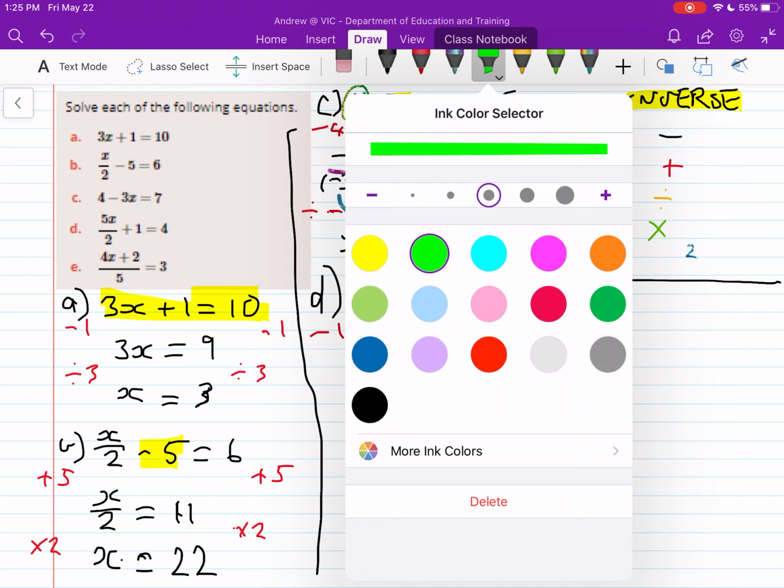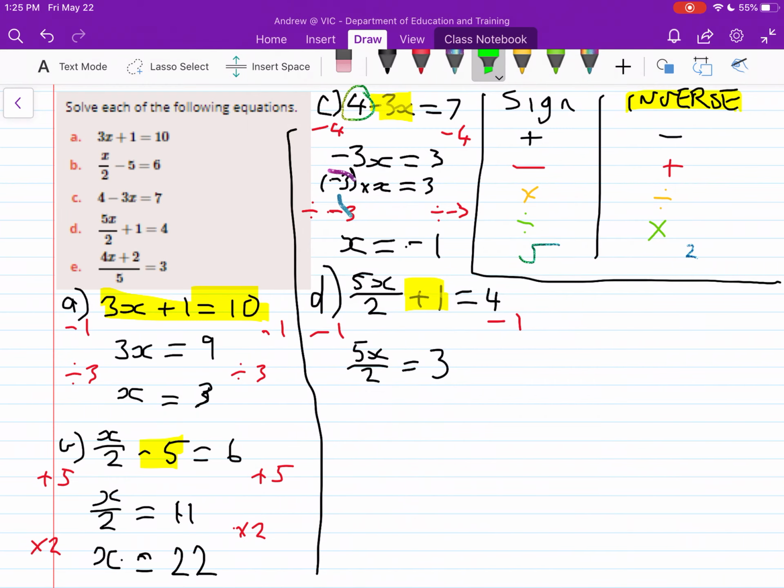So I'm just going to do this in a different colour. You'll see here that this 2 is away from our x term. We've got 5x up the top, so we do this one next. Alright? So this is 5x divided by 2. So to get rid of the divide by 2, we need to multiply by 2. The inverse operation.